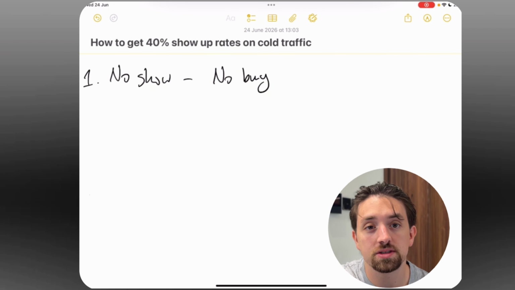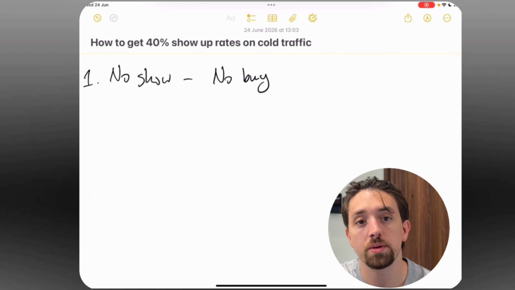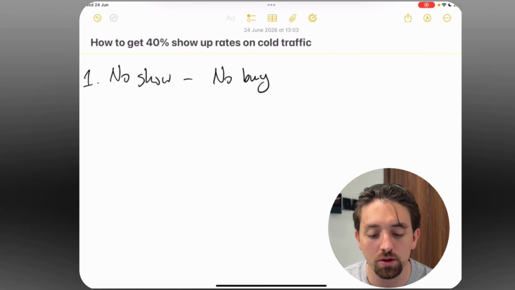So the first thing you need to understand about your show-up rates is that they're an incredibly important piece of the puzzle. They're almost as important as your conversion rate, because if people don't show up to the conversion event, whether it's a webinar or a call funnel, then they won't buy. You have no shot of even making the freaking sale.